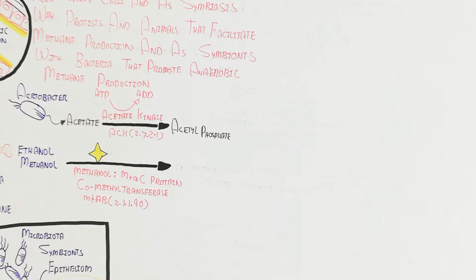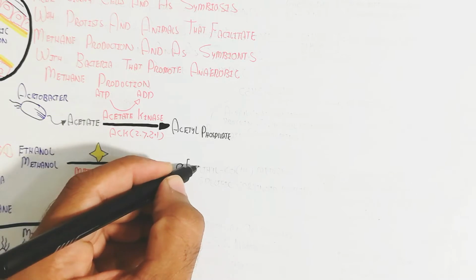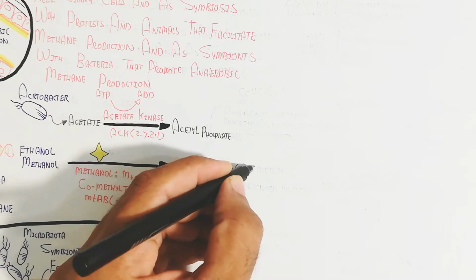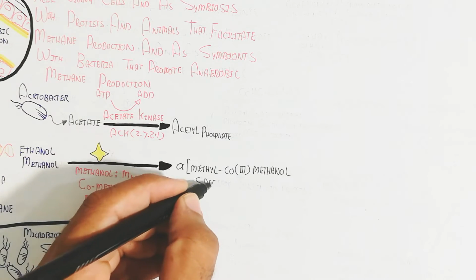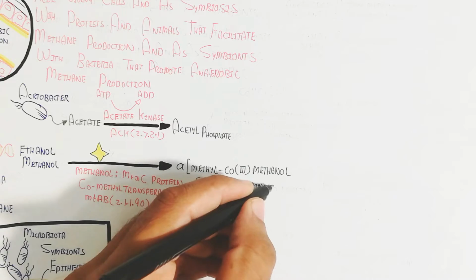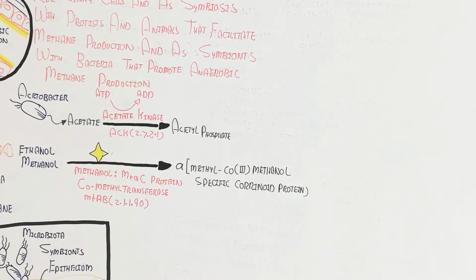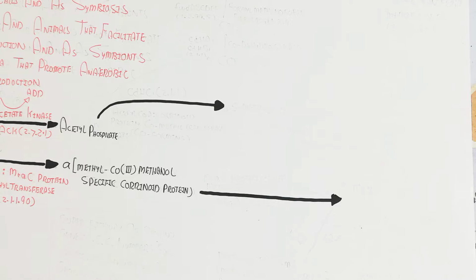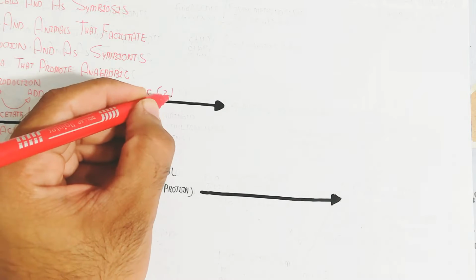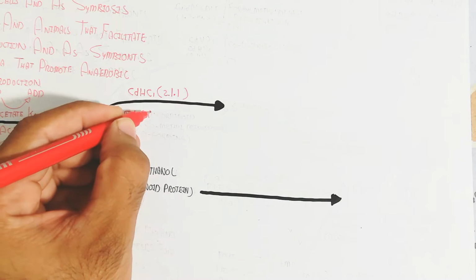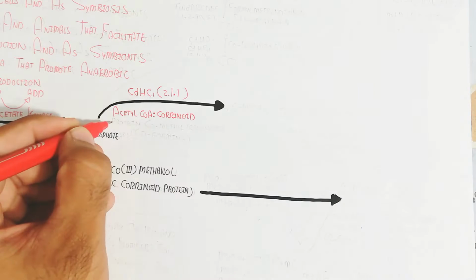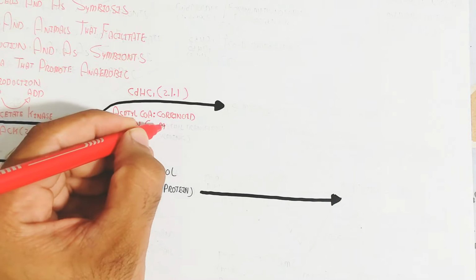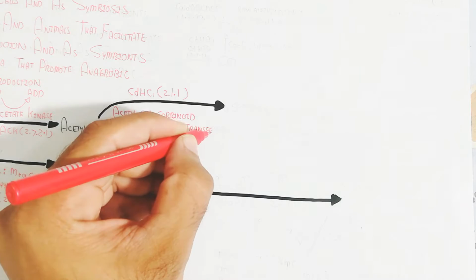So remember that. In the presence of methanol, the MtaC protein, a corrinoid methyltransferase enzyme transcribed from MtaB, 2.1.1.90, produces the methyl-Co(III) methanol-specific corrinoid protein. Here you can see CdhC1 for the acetyl phosphate that comes from the acetate.